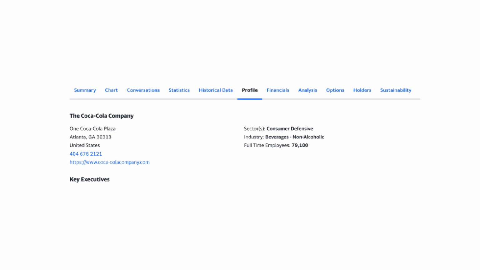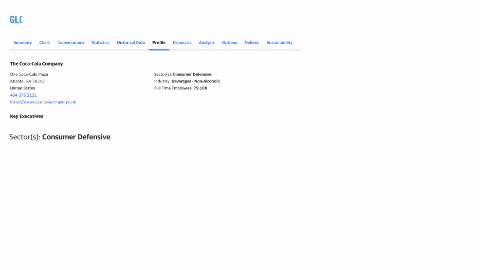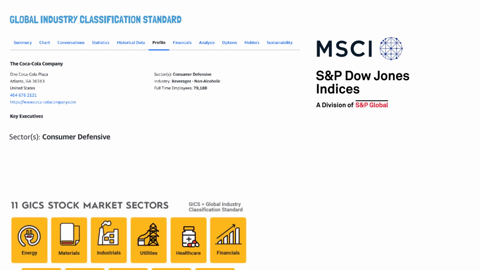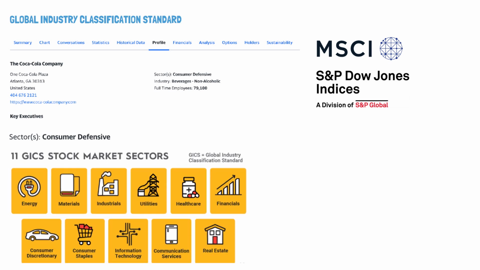If you've done research on stocks you're interested in buying, you may have come across these sectors before. These are the GICS sectors, or Global Industry Classification Standard. GICS is a system developed by MSCI, Morgan Stanley Capital International, and S&P Dow Jones Indices to classify companies into different industry sectors and sub-industries. The GICS consists of 11 sectors, each divided into various industry groups, industries, and sub-industries.